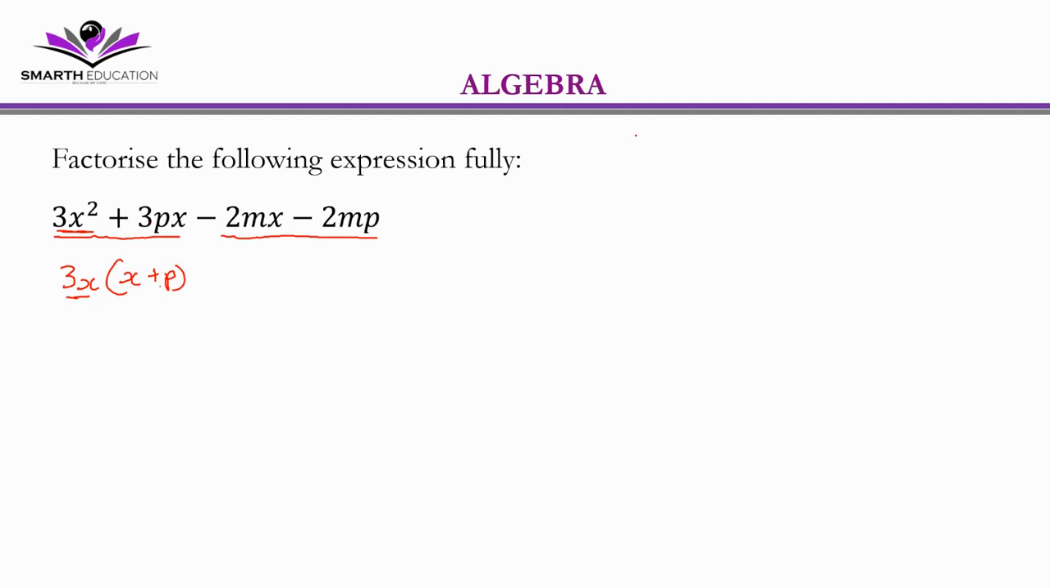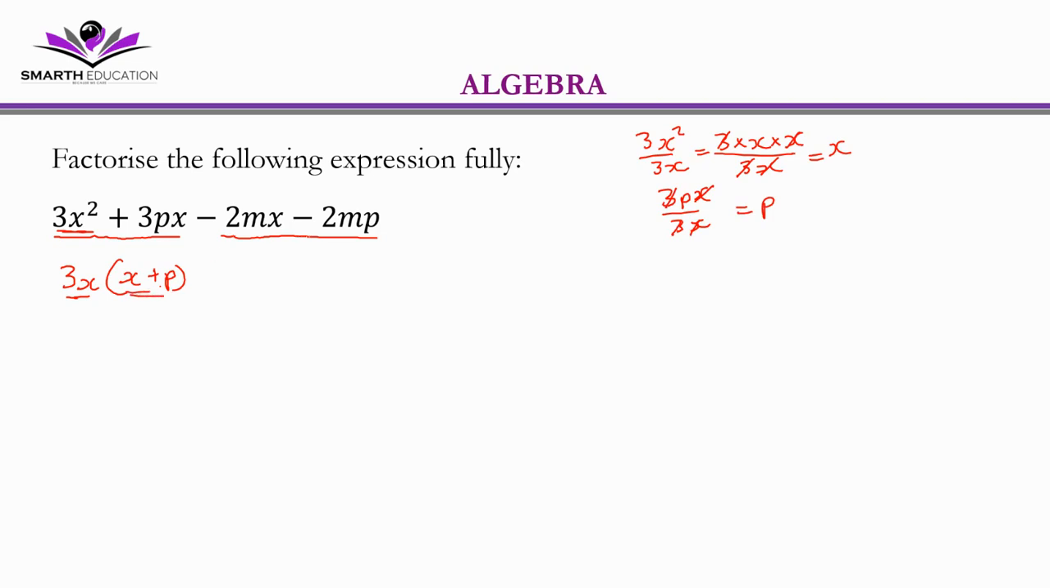So here we said 3x squared divided by 3x, which is like 3 times x divided by 3x. You can also use laws of exponents here. x divided by x is 1, 3 divided by 3 is 1, we remain with x. And then 3px divided by 3x, x divided by x is 1, 3 divided by 3 is 1, we remain with p. Okay, so that's why we have x plus p there in the bracket.